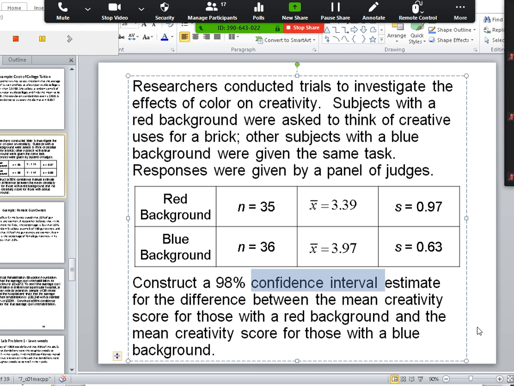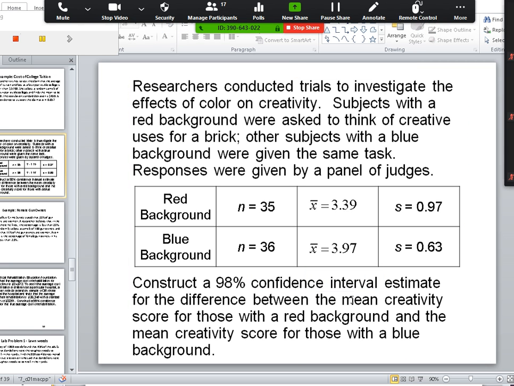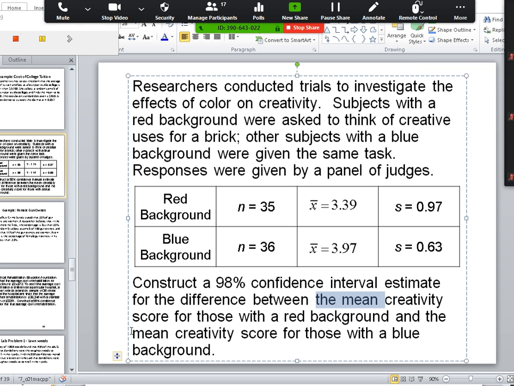Totally. Is it a mean or a proportion? The mean. Yep, it says mean. You guys see mean here? So it's a mean, so it's going to be a Z or a T. Which one? Yep, T. Mean, T. Also, how many samples are there? So you have 2 samples, and is this independent or dependent?